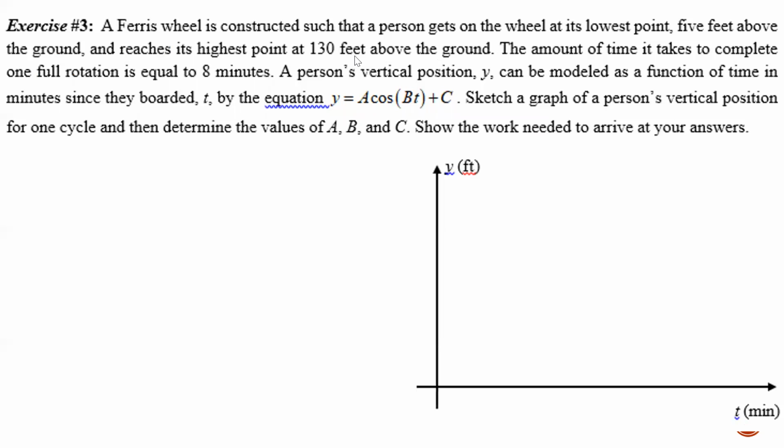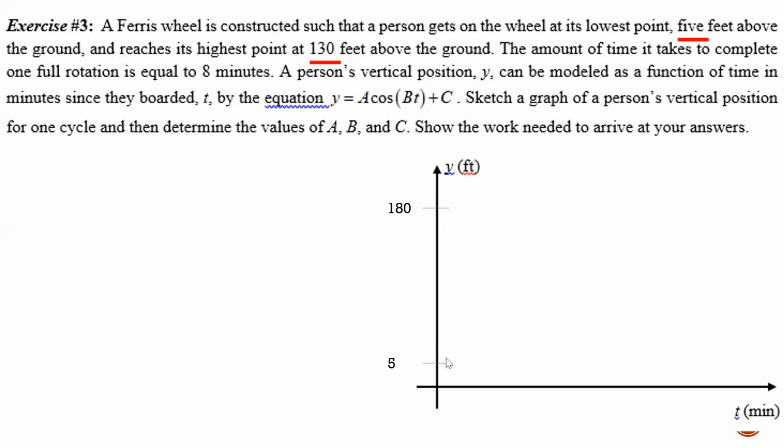Another example, we got ourselves a Ferris wheel constructed such that a person gets on the wheel at its lowest point, 5 feet above the ground. It reaches its highest point at 180 feet above the ground. The amount of time it takes to complete one full rotation is equal to 8 minutes. A person's vertical position y can be modeled as a function of time since they boarded. Sketch a graph of the person's vertical position for one cycle and then determine the A, B, and C.